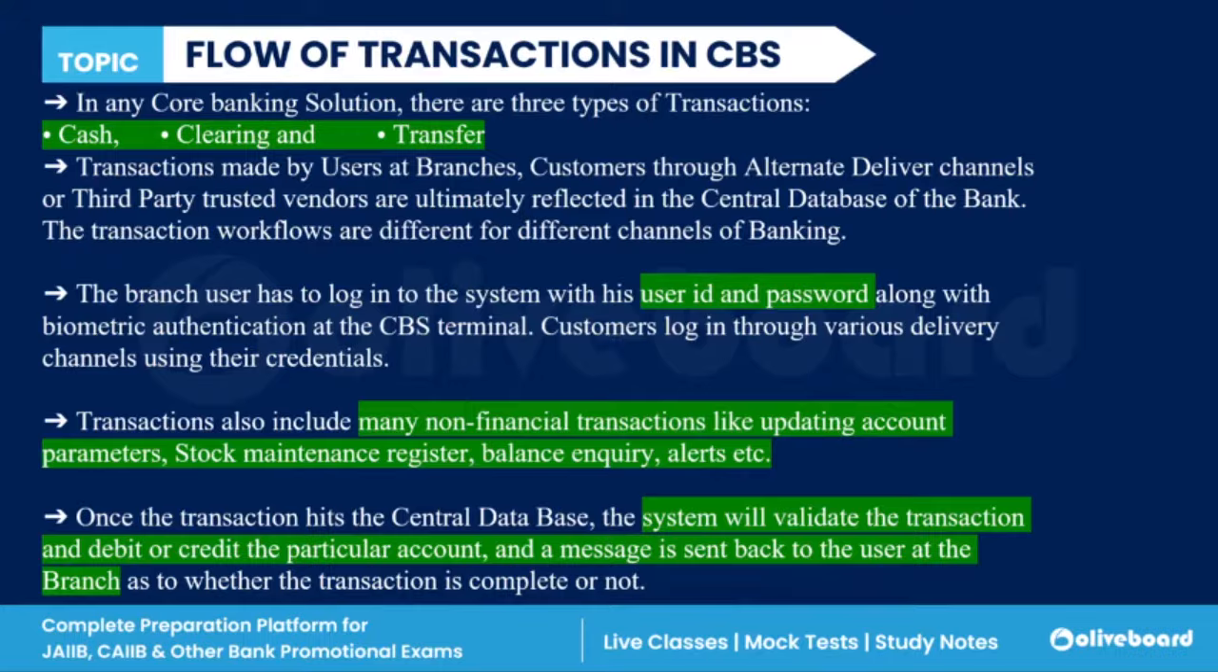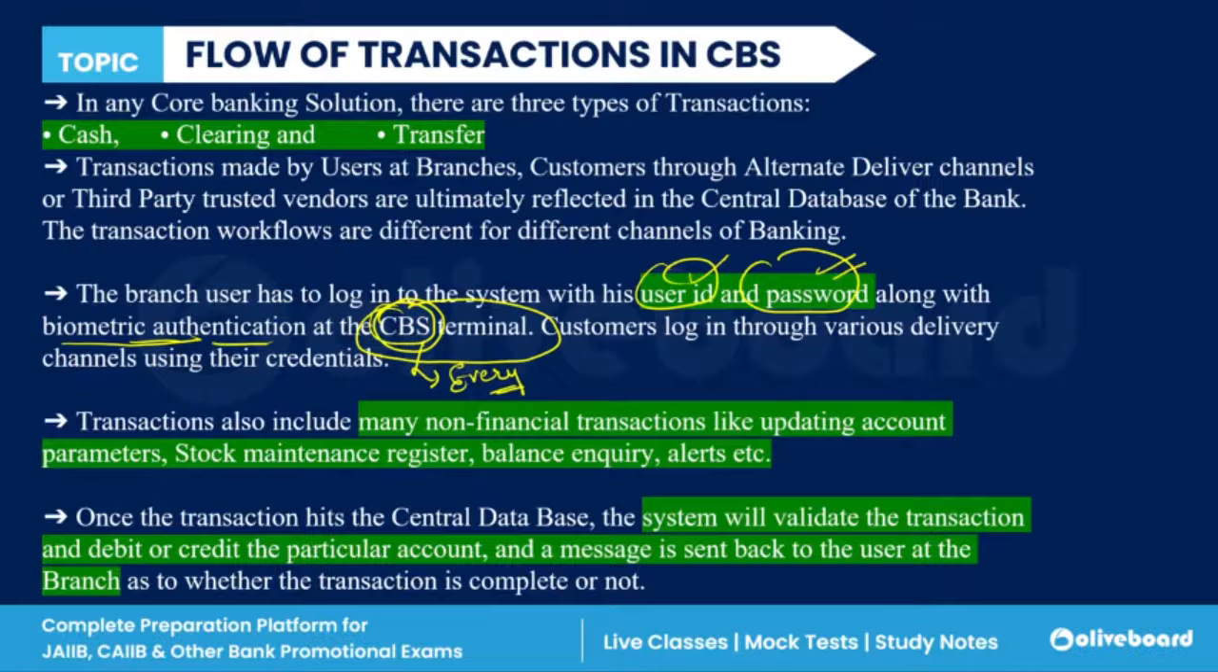So the branches have to use the login system, with a user ID and password, along with biometric authentication at the core banking solution terminal. Because every piece of data is actually digital gold, you can say. All the data in the core banking solution is in the central server. So for accessing that central server, everyone needs a specific user ID and password, along with biometric authentication, so that there cannot be any unwanted interference in the central server of the banking system.